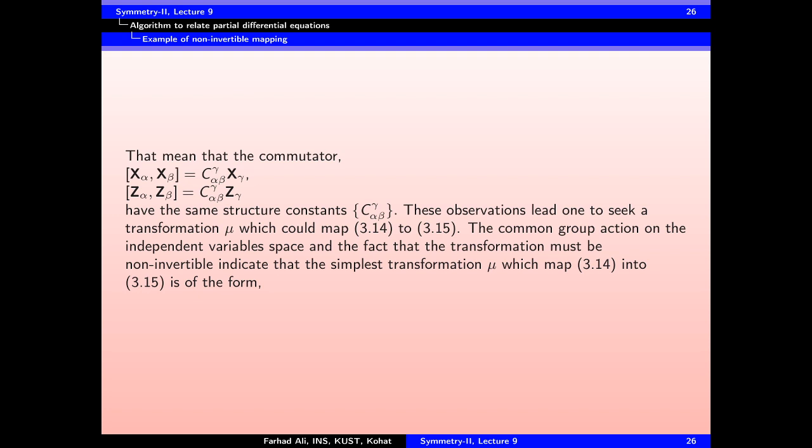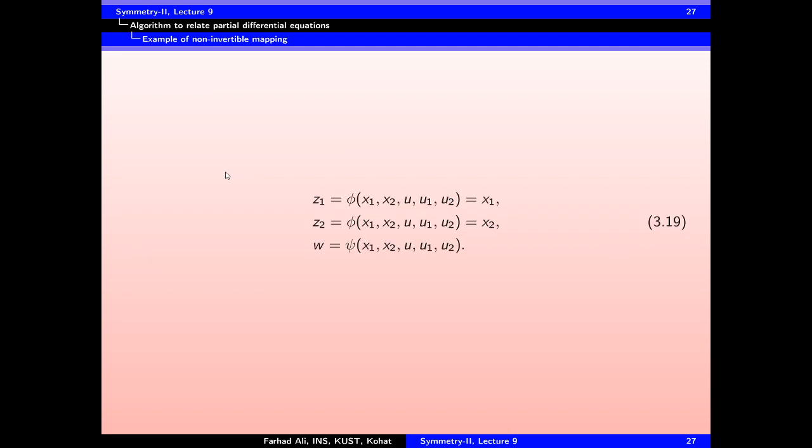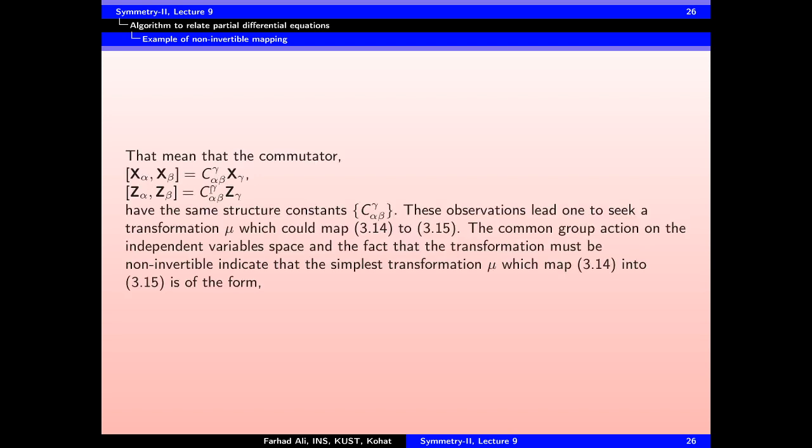Why are we saying that the structure constants are the same for both the given space and the target space? Because the action of the group in the independent space is the same. So that is an observation.